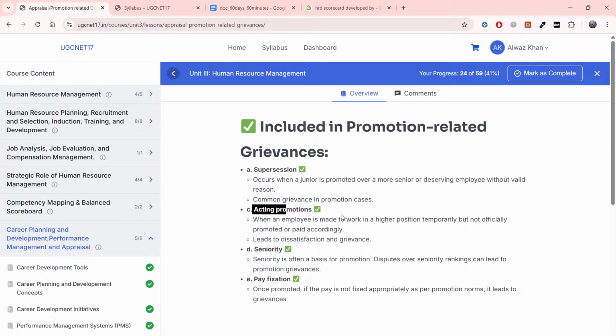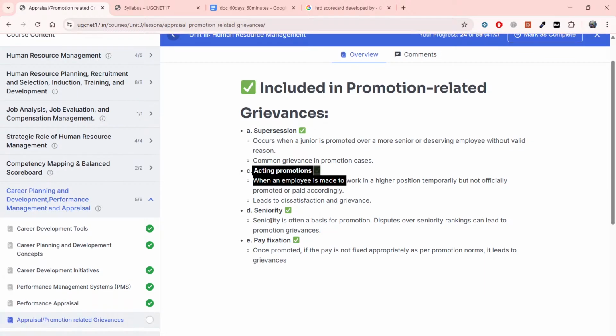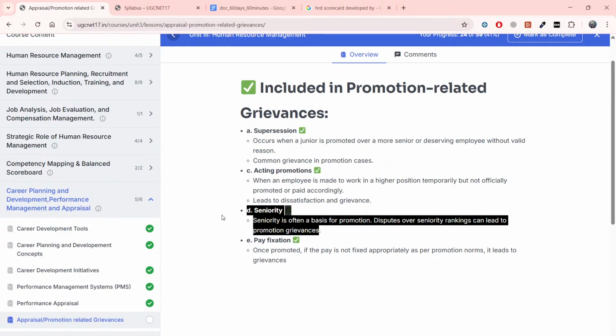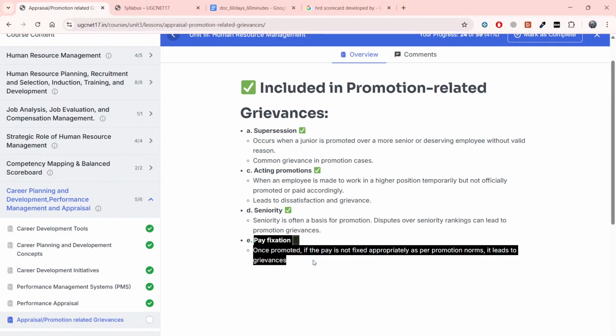Seniority is often a basis for promotion. Disputes over seniority rankings can lead to promotion grievances. Pay fixation. Once promoted, if the pay is not fixed appropriately as per promotion norms, it leads to grievances.